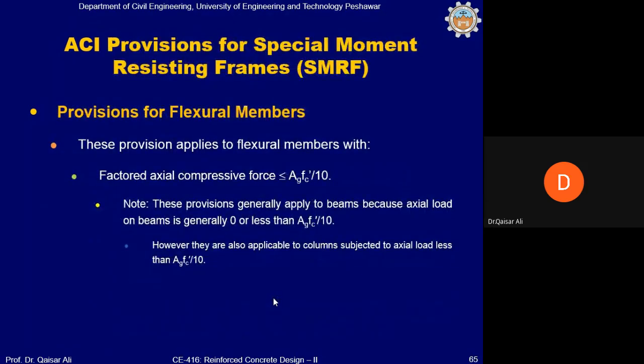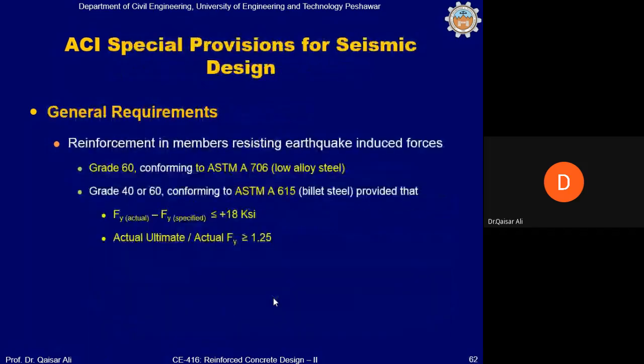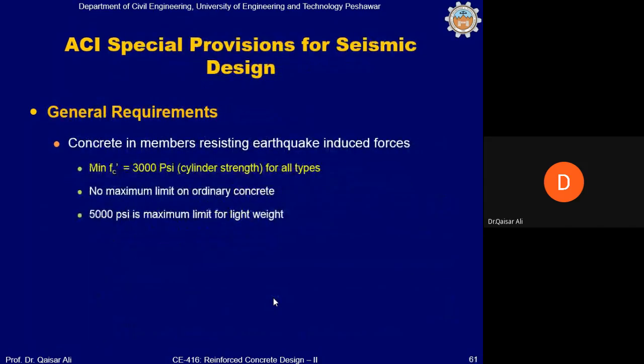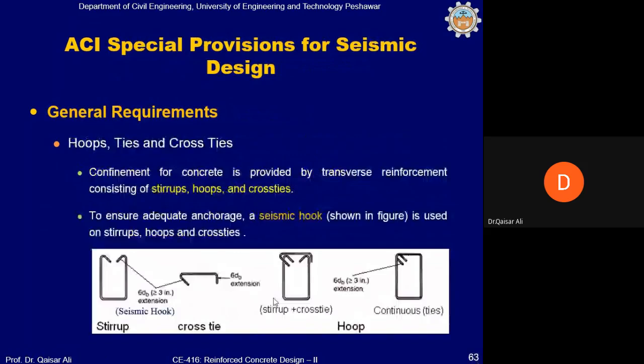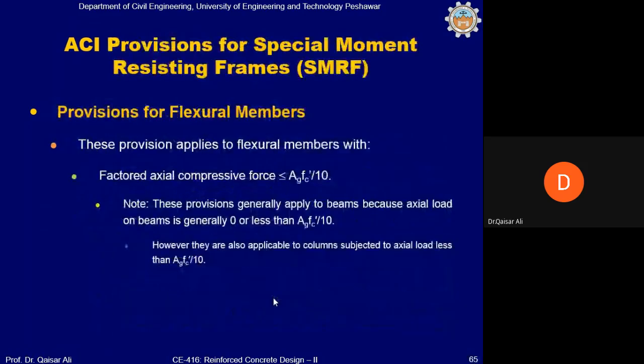Now, provisions for flexure members in SMRF. These were general provisions, from slide number 61, 62, 63, 64. These were the general provisions for all types of reinforced concrete moment resisting frames. But now, specifically for special moment resisting frames, we will study these requirements one by one. First of all, we will study the requirements of flexure members, the beams.